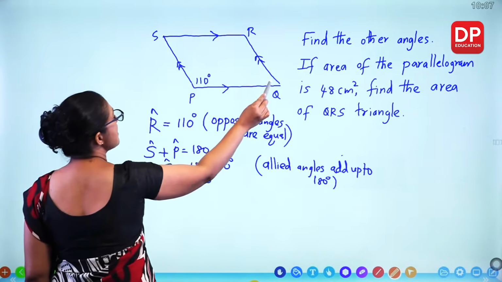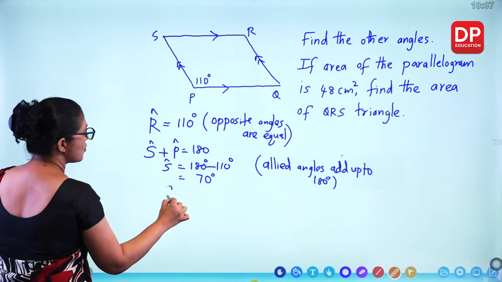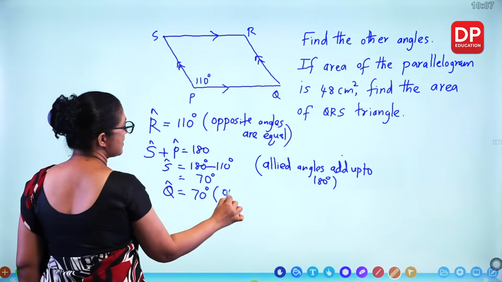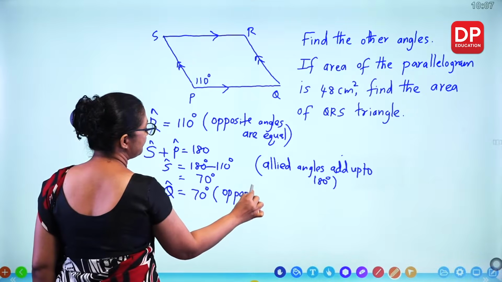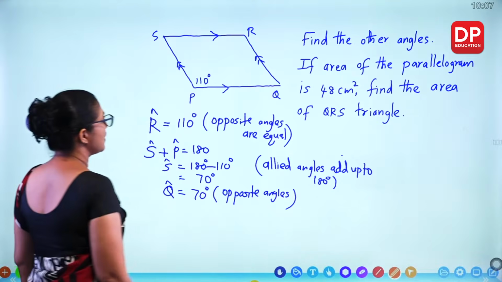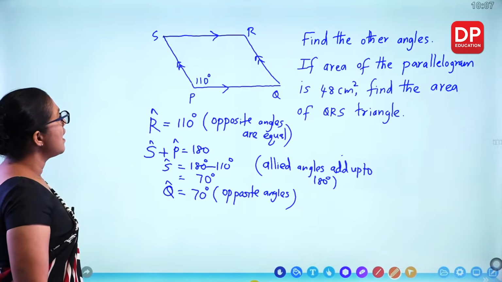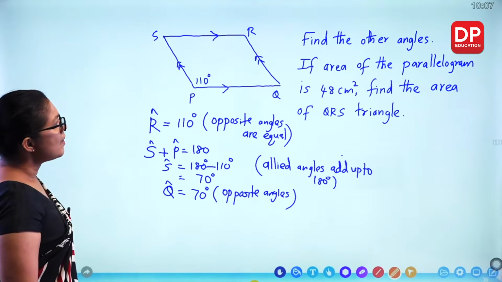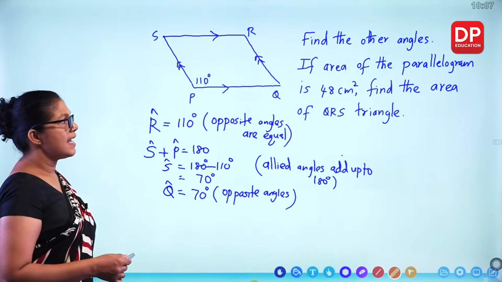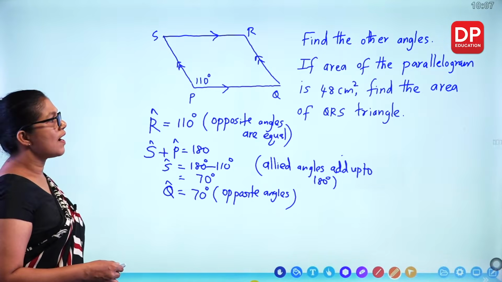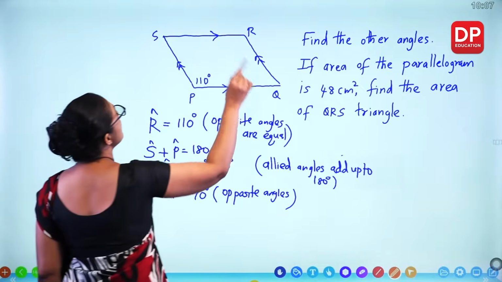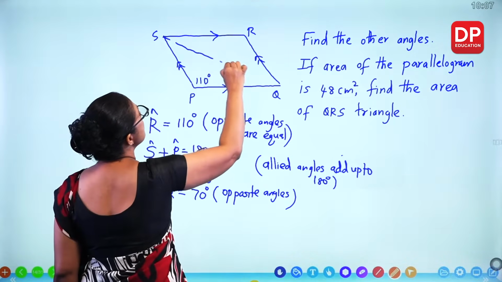If S is 70, Q is also 70 degrees. That's opposite angles. Now we found all the other angles. Now it says, if area of the parallelogram is 48 square centimeters, find the area of QRS triangle. QRS triangle is this.